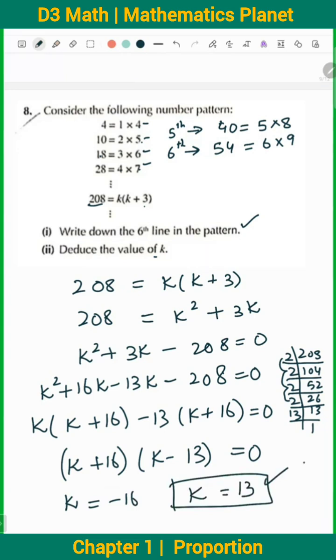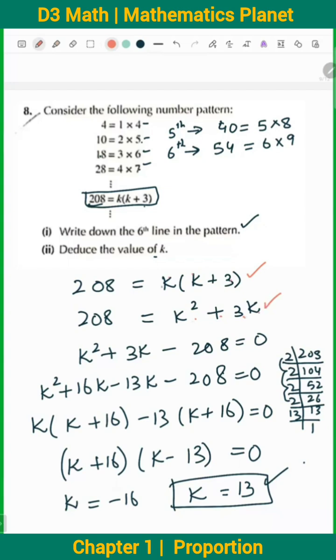Ma'am, can you explain this question again? From which part? Ma'am, part number 2, the middle term breaking formula. They are saying find the value of k. So we know from the question that 208 is equal to k times k plus 3. Then k times k is k square plus k times 3 is 3k. Got it?